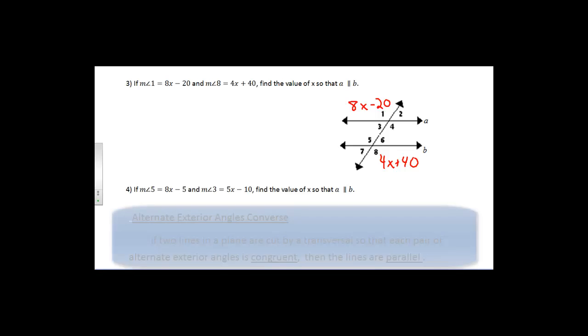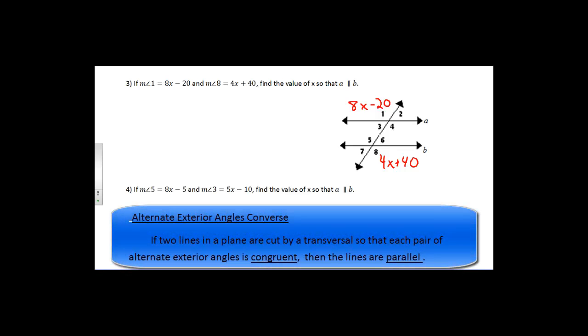And two more problems here. We're going to attempt to figure out the value of x to make these two lines parallel. Problem number 3, I have angle 1 equal to 8x minus 20 and angle 8 equal to 4x plus 40. Those two angles are alternate exterior angles. So in order for me to say that these lines are parallel, those two angles would have to be congruent to each other. To make them equal to each other, the 8x minus 20 would have to equal 4x plus 40. I can now solve for x by combining my like terms.